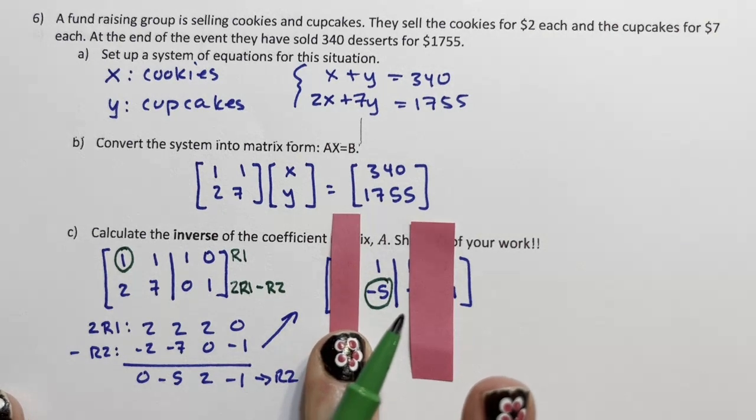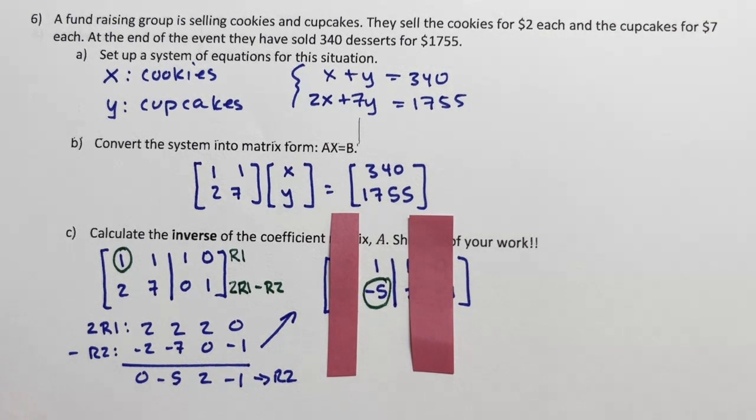Notice I'm not dividing to make a 1. It doesn't matter. We have calculators. We can figure out numbers that aren't ones. We don't care about the ones. We care about the zeros. We can get ones later. We can divide later to get our ones. We care about getting zeros. Focus on your zeros. We can get our ones later.